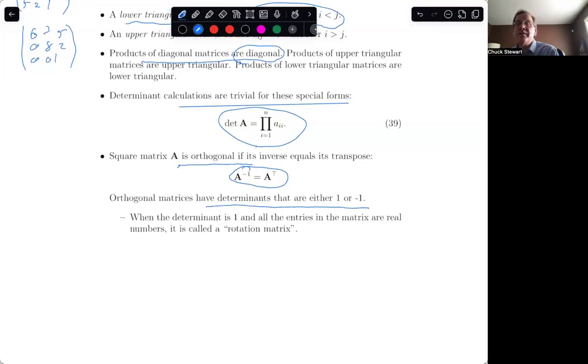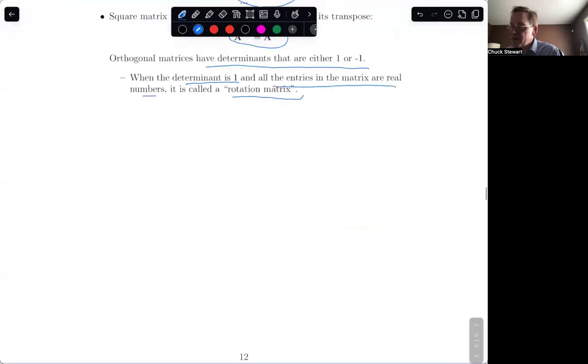So we also have this very nice property that when the determinant is 1 and all the entries in the matrix are real numbers, it's called a rotation matrix for reasons that will become clear as we proceed. Not quite ready for that yet, but we'll get there in just a few minutes.